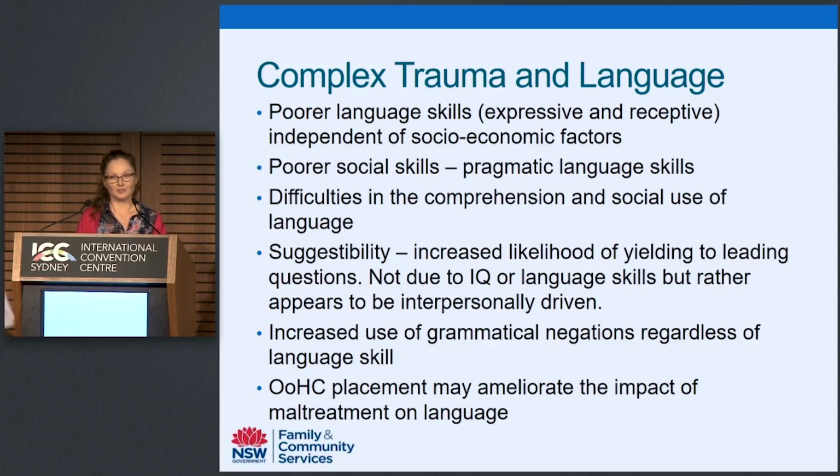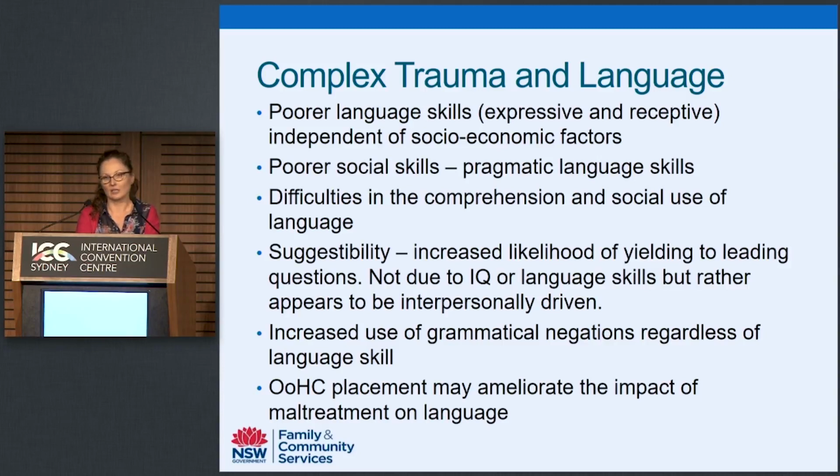So whilst there isn't a lot of agreement in the literature around some of the specific impacts, there is general consensus that experiences of maltreatment affects expressive and receptive language abilities. And these are independent of socioeconomic factors. So that relationship that we spoke about between wealth and poverty and language skills, it's independent of that because they'll study people and control for socioeconomic factors in these studies. So it's actually impacting on language skills.